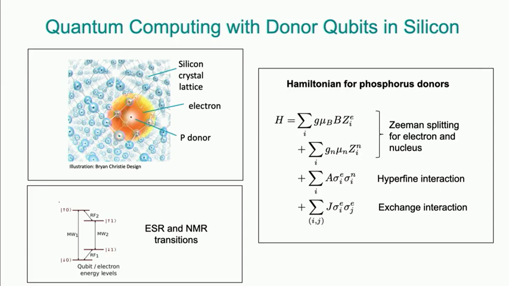If you had more than one donor, then they would also couple. There's an exchange interaction where if the wave functions of your electron spins overlap, then you get an exchange interaction. That's quite a strong interaction, maybe gigahertz, and typically it acts over length scales of maybe 10 to 20 nanometers. Okay, so that's the basic qubit that we're talking about, where we've got a nuclear spin and an electron spin as our qubits.